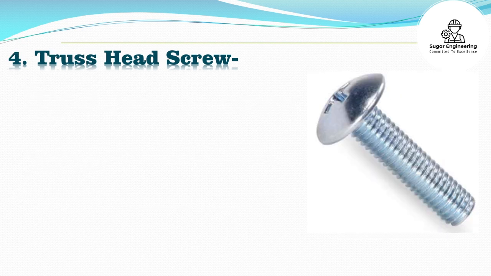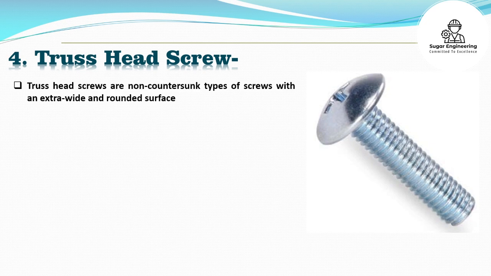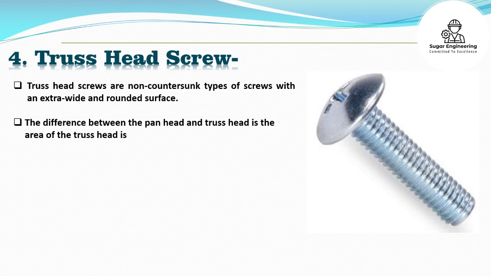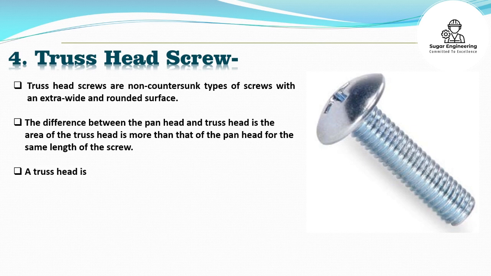4. Truss head screw. Truss head screws are non-countersunk types of screws with an extra wide and rounded surface. The difference between the pan head and truss head is that the area of the truss head is more than that of the pan head for the same length of the screw. A truss head is also known as a mushroom head screw.